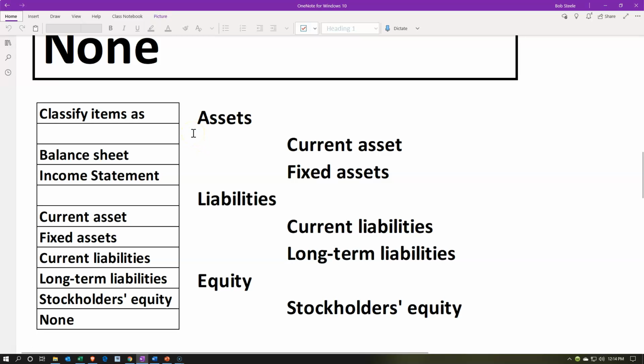Assets are what is owned by the company. Liabilities represent a third-party claim to those assets. Equity represents the owner's claim to those assets.